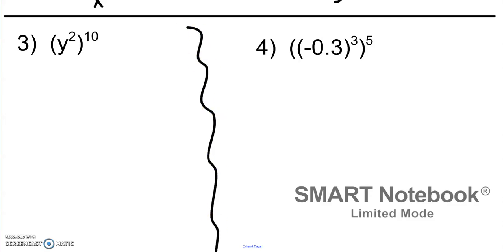Again, let's separate it. So we have y squared raised to the 10th. So what I'm going to do is multiply the 2 and 10 together. So it's going to look like y to the 2 times 10 power, which is y to the 20th.